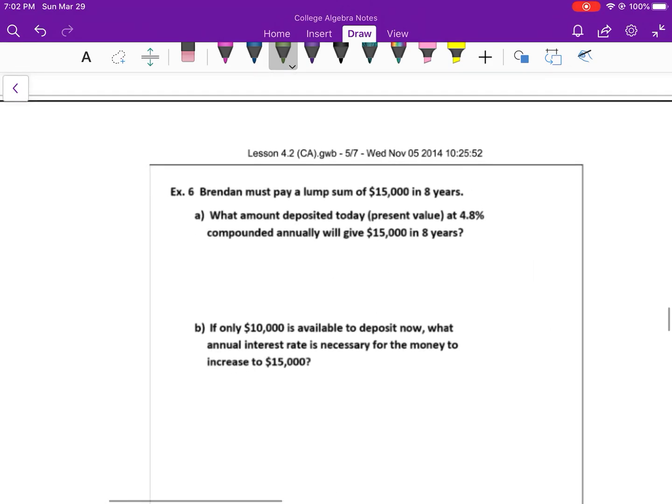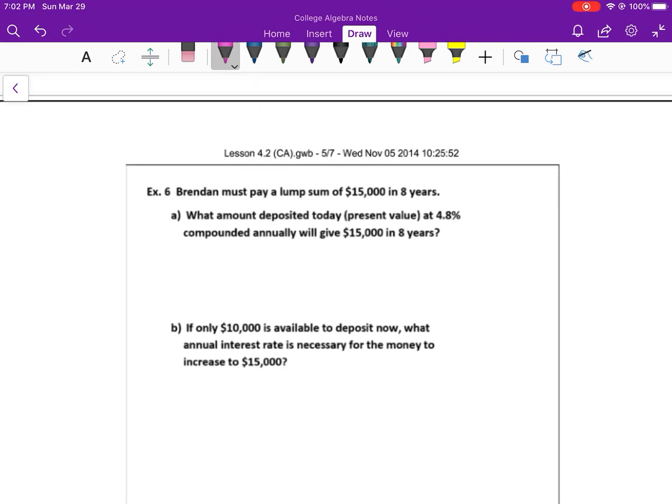Brendan must pay a lump sum of $15,000 in 8 years. So this is going to be considered the amount after time. 8 is your time. What amount deposited today? So you're finding P at 4.8% compounded annually. Annually is going to be an N of 1. Is going to yield that $15,000 in 8 years. Again, this is your formula.